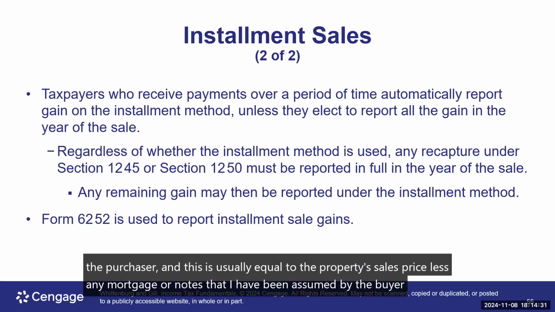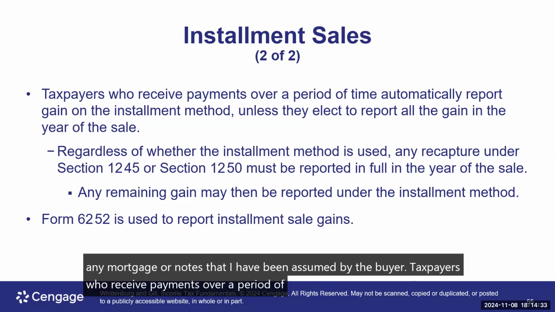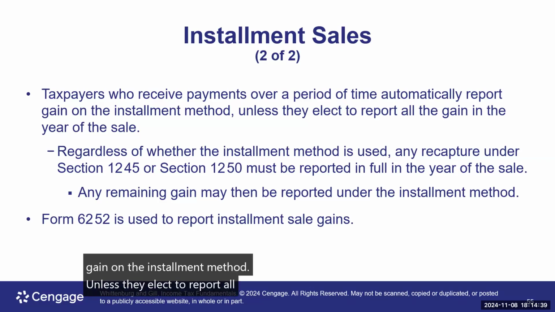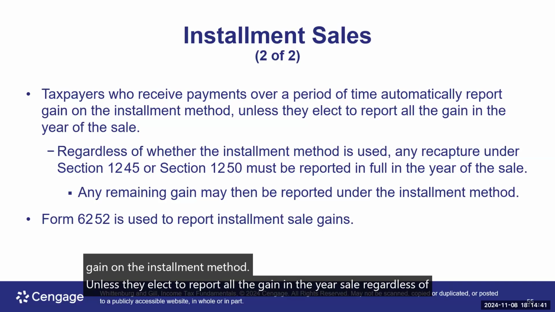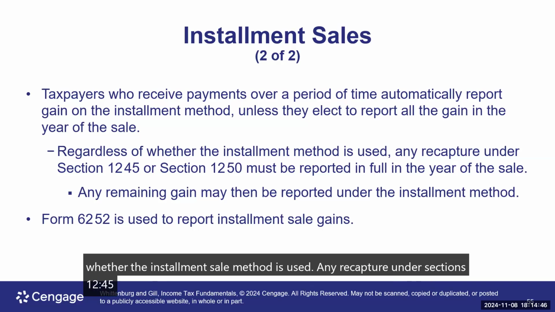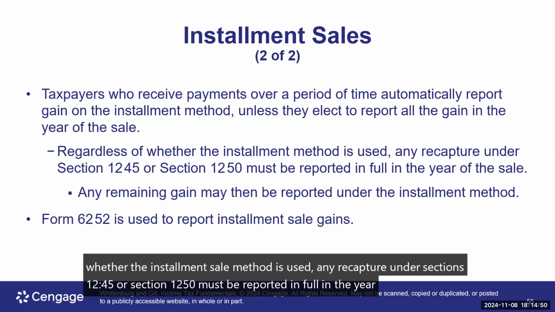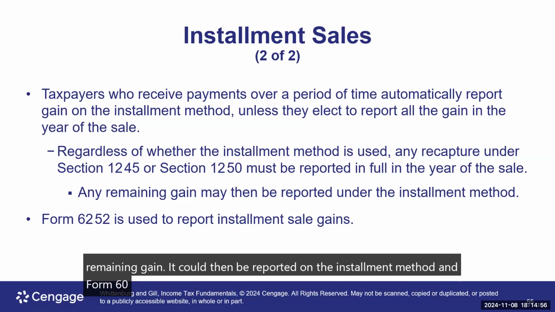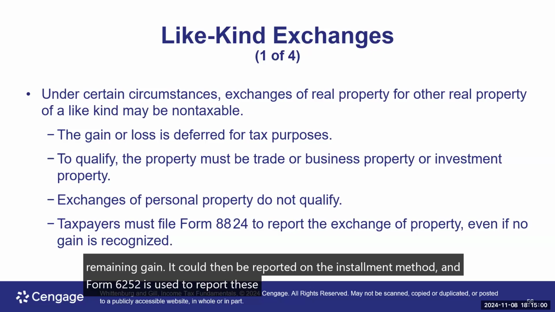Taxpayers who receive payments over a period of time will automatically report gain on the installment method unless they elect to report all the gain in the year of sale. Regardless of whether the installment sale method is used, any recapture under Section 1245 or Section 1250 must be reported in full in the year of sale. Any remaining gain could then be reported on the installment method. Form 6252 is used to report these installment sale gains.